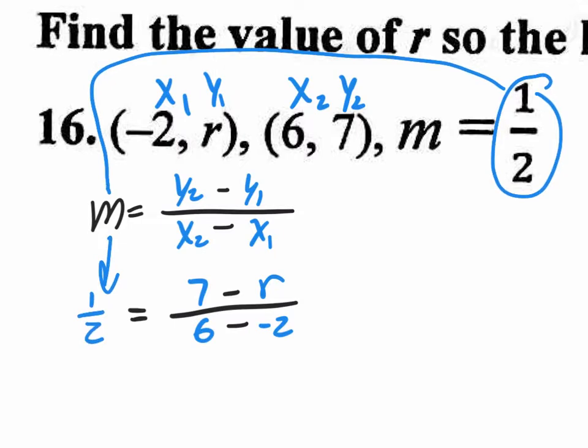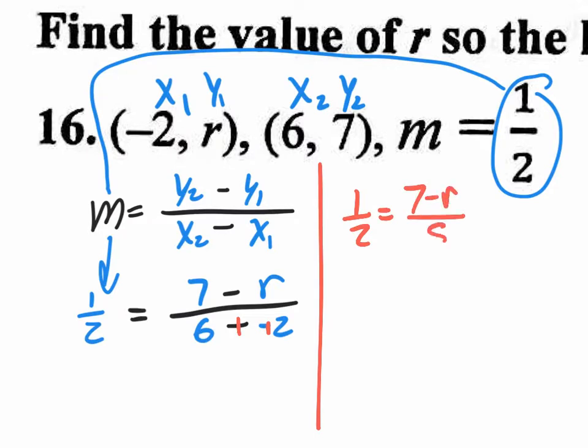So here's my equation. 1/2 equals 7 minus r over 8. Why do I say 8? Because 6 minus negative 2 is really 8. So let me rewrite my equation. 1/2 equals 7 minus r over 8.